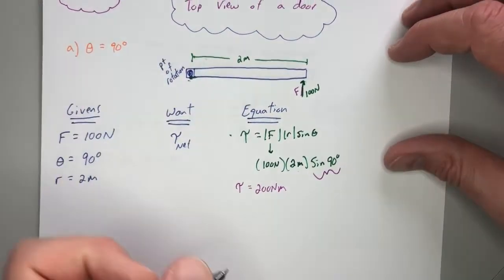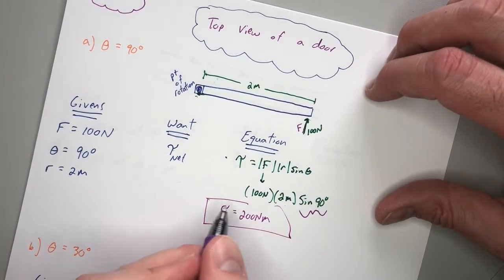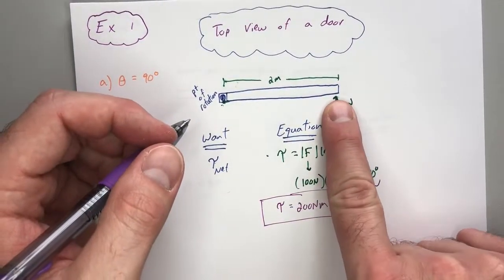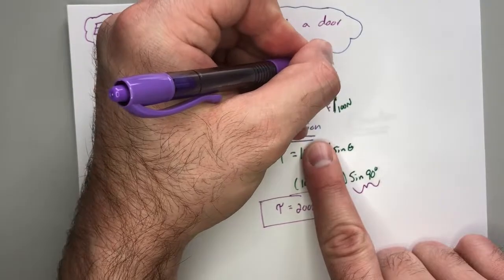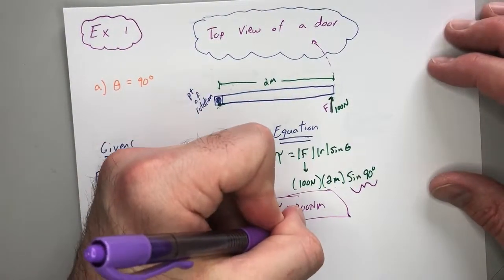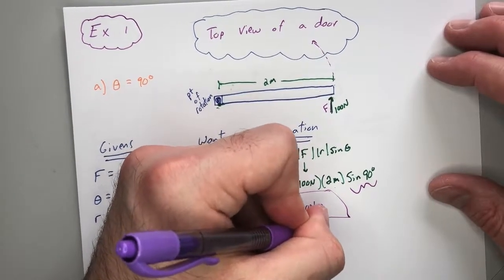Now, one thing, it's really important. We got to talk about how they define a positive torque. If you picture you apply this force and it's going to cause this door to kind of open in a counterclockwise fashion. So that's what they call a positive torque, 200 Newton meters.